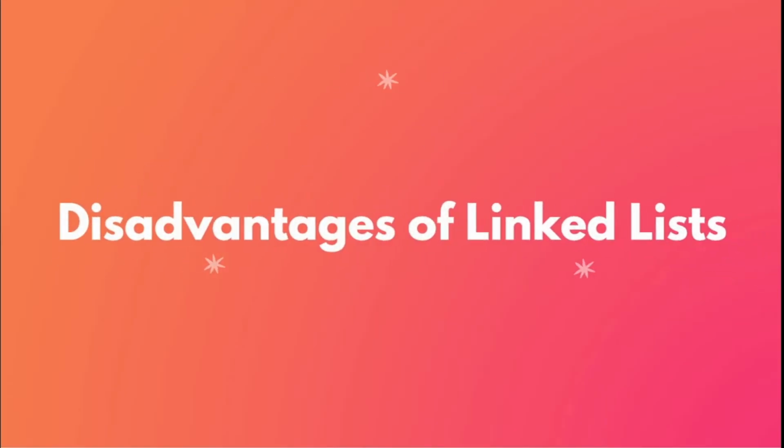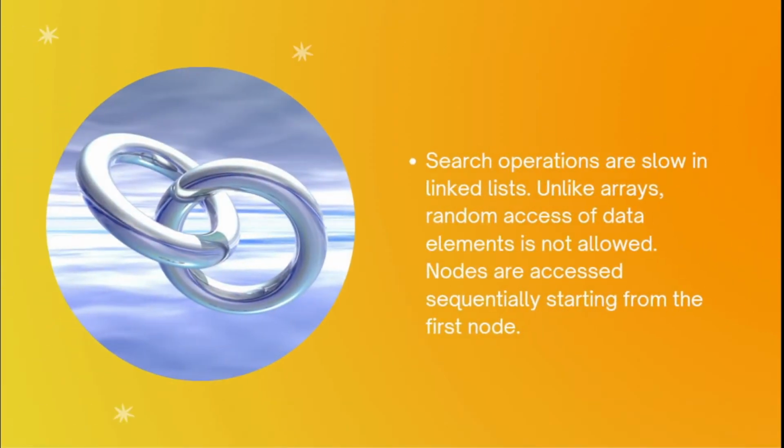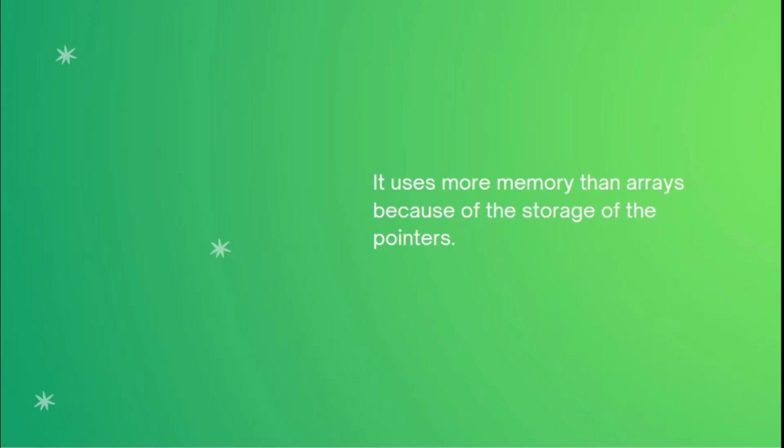Now let's talk about the disadvantages of linked lists. Search operations are slow in linked lists. Unlike arrays, random access of data elements is not allowed. Nodes are accessed sequentially starting from the first node. Another disadvantage is that it uses more memory than arrays because of the storage of the pointers.